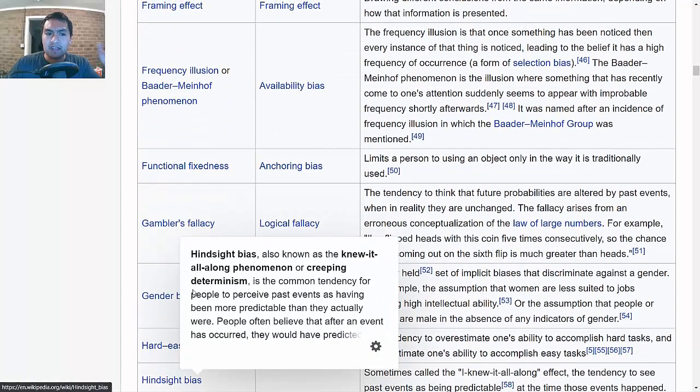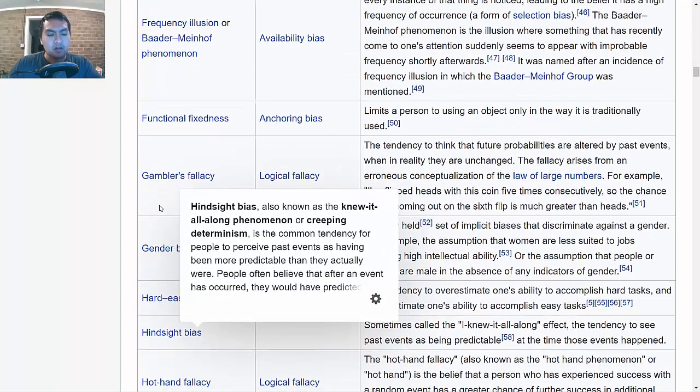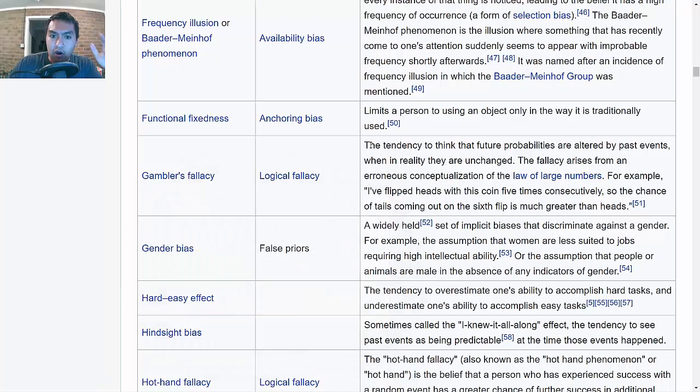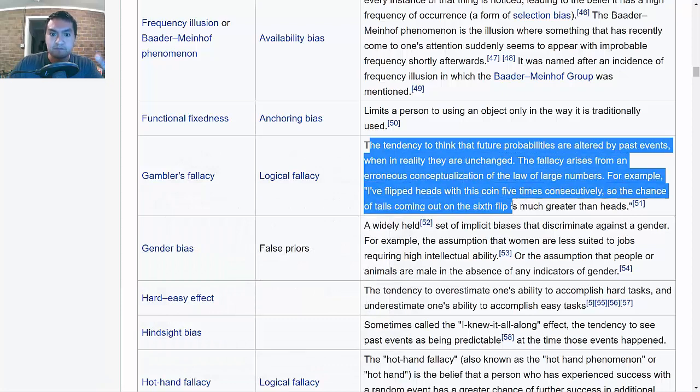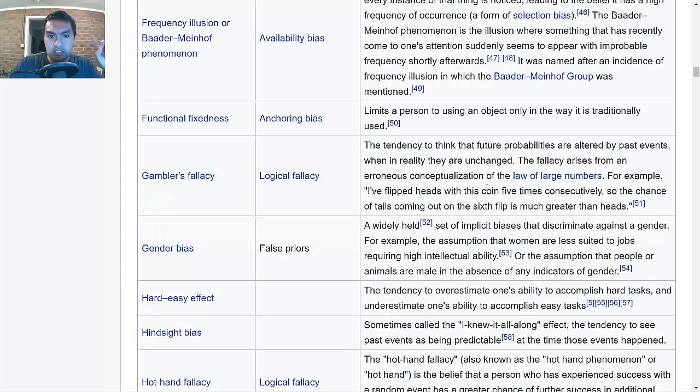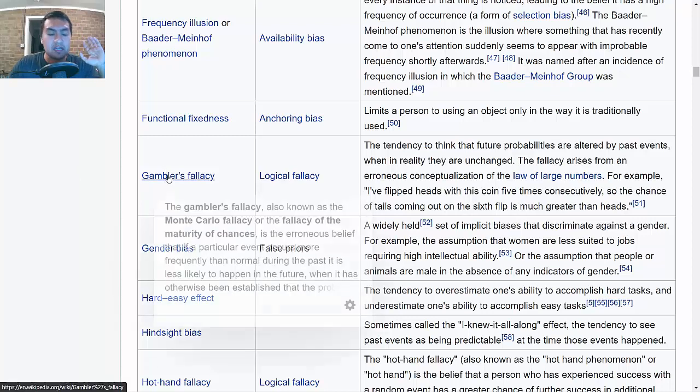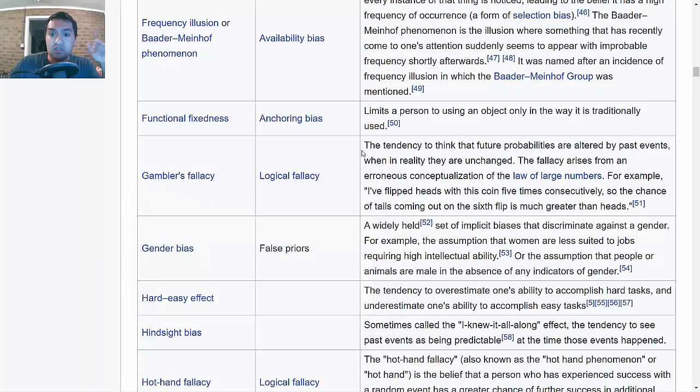So you might be thinking, what's that? What does that even mean? Well, I looked at all these different definitions, okay? Because what people would usually do is this. Okay, gambler's fallacy, let me put that in location number 1. The tendency to think that future probabilities are altered by past events when in reality they are unchanged. Okay, so let me start creating images for all these different words, trying to memorize it as much as possible word for word. So that's what somebody would do.